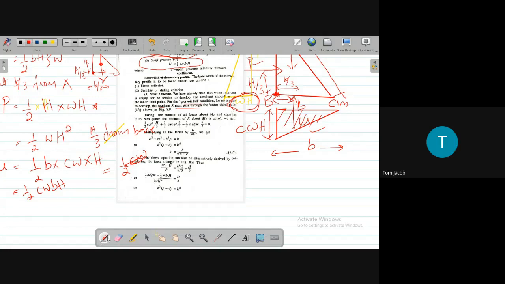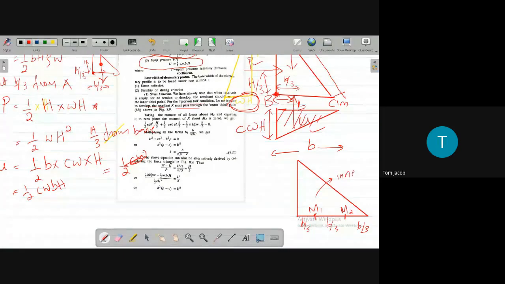I taught you yesterday that the base width of the dam is divided into 3 equal parts. This is B by 3, this is B by 3, and this is B by 3. So this is point M1, point M2. M1 is known as the inner third point, and M2 is known as the outer third point. As we have studied earlier, for no tension to develop in a gravity dam, the resultant R must pass through the base with an eccentricity E equal to B by 6.